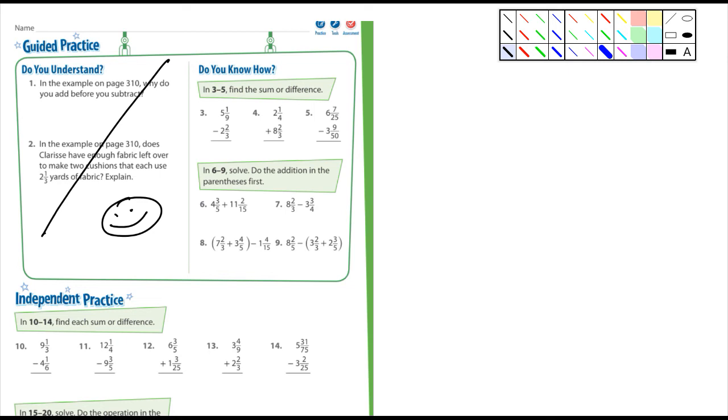Let's look at number 9 here, for example. So number 9, look at all this that we need to deal with. Remember that you always do what's in the parentheses first. So the first thing we're going to have to do is what's in the parentheses: 3 2/3 plus 2 3/5. Okay? We're going to add those together.